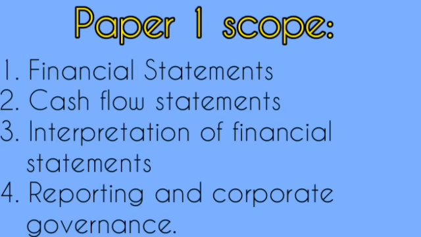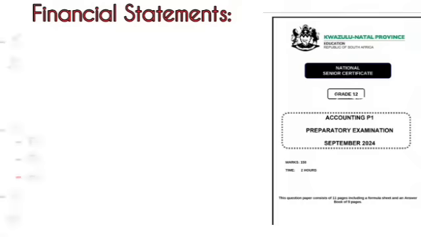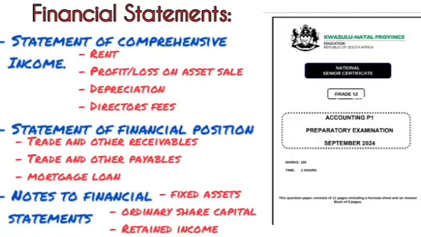We are going to go down through each and every one of these topics and break them down to see what you can expect in each, starting with your financial statements. In your financial statements, you can expect three things. The first being the statement of comprehensive income, second being the statement of financial position, and third being notes to financial statements. With the statement of comprehensive income, there are some calculations that usually prove to be more challenging, so you need to make sure that you are comfortable with them before you go into the examination.